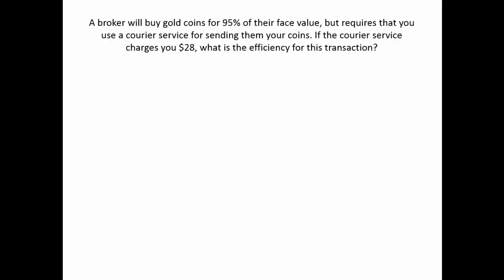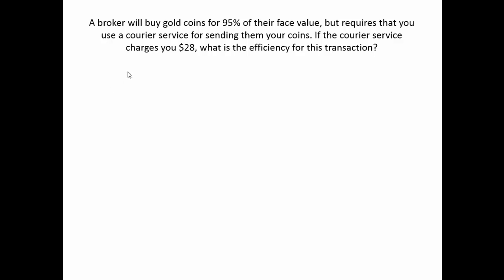So in this second example, it's essentially a more complicated version of our first example. Instead of going to a jewelry store, we are purchasing a gold coin through a broker, and he charges 5% of the face value, and this transaction occurred through postal services, and the courier service charge is $28.